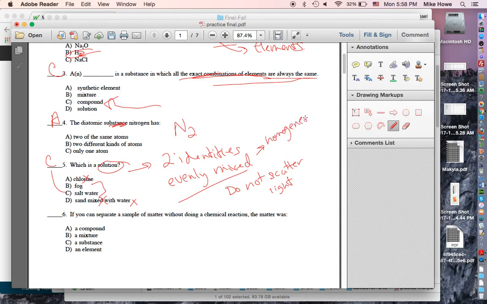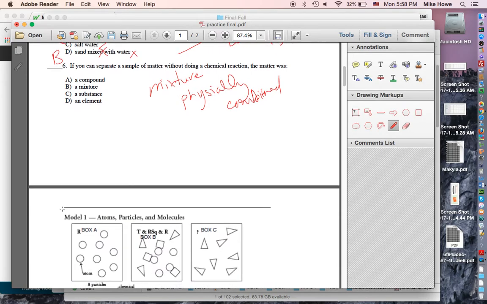Remember, evenly mixed means homogeneous. If you can separate a sample of matter without doing a chemical reaction, like the salt lab, that was a mixture. So they're physically combined, but not chemically combined. A mixture would be your answer there, so that would be B. And that's the end of that section.